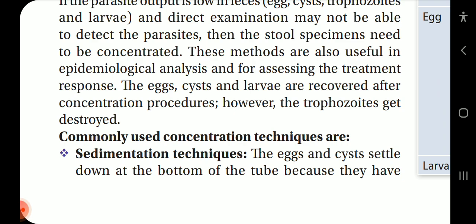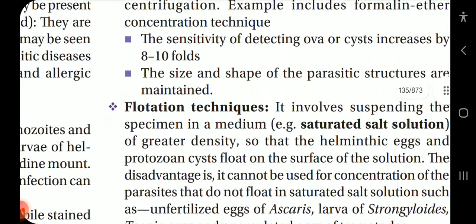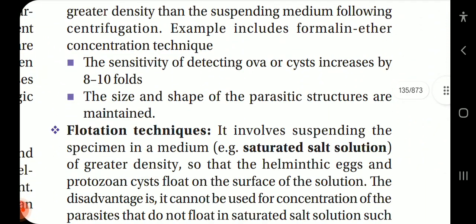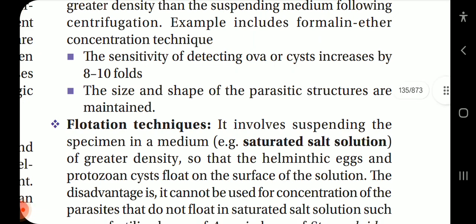Commonly used concentration techniques are sedimentation techniques. The eggs and cysts settle down at the bottom of the tube because they have a greater density than the suspending medium following centrifugation. Examples include the formalin ether concentration technique. The sensitivity of detecting ova or cyst increases by 8 to 10 folds. The size and shape of the parasitic structures are maintained.